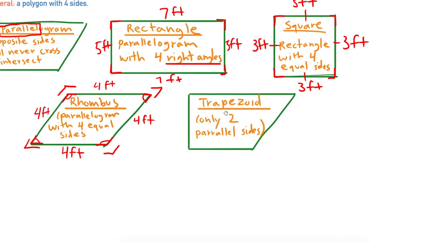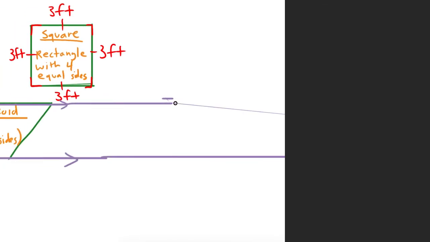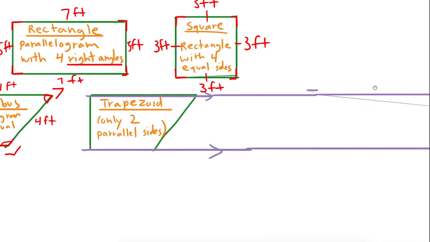But with a trapezoid, you can see here that our side up here and down here are parallel, because if I stretch these lines out and out, further and further, will they ever cross each other? No, right? They will never cross paths.